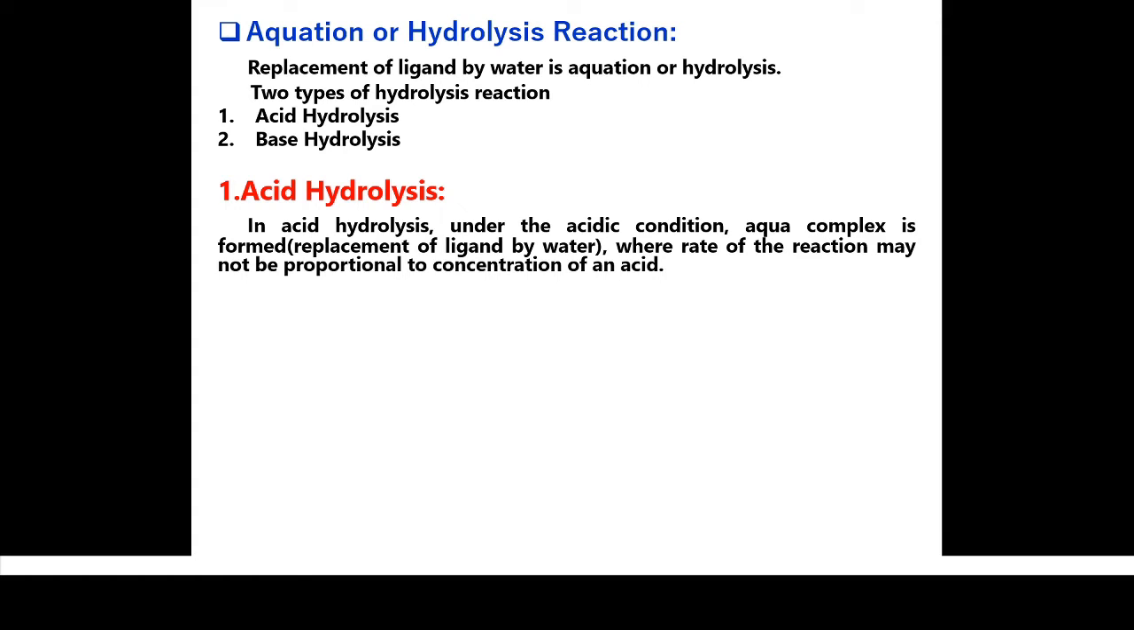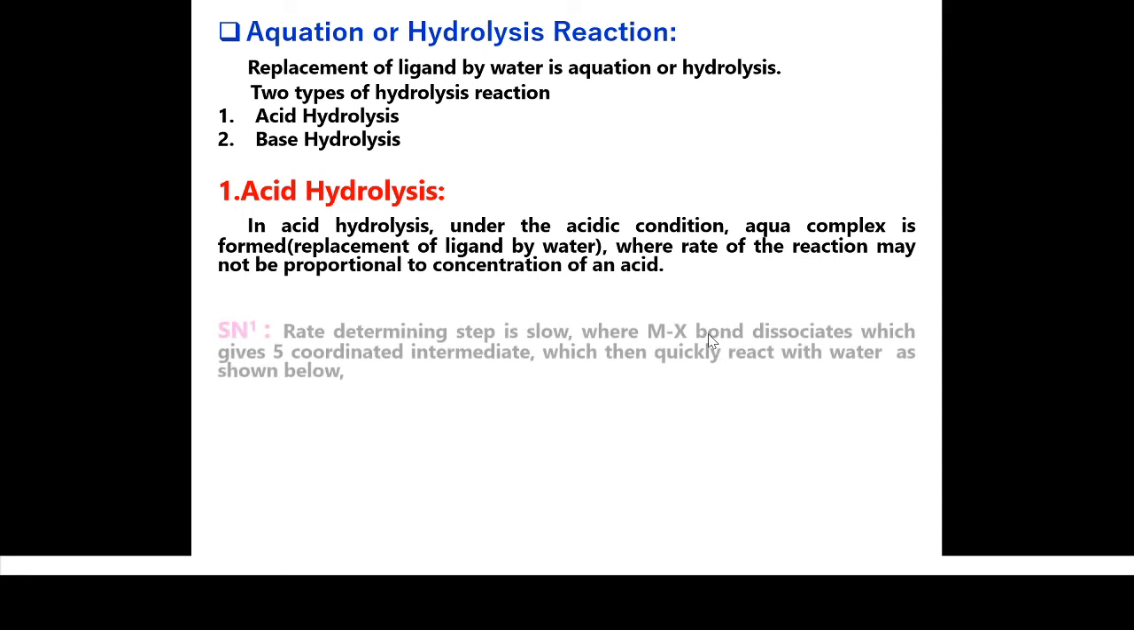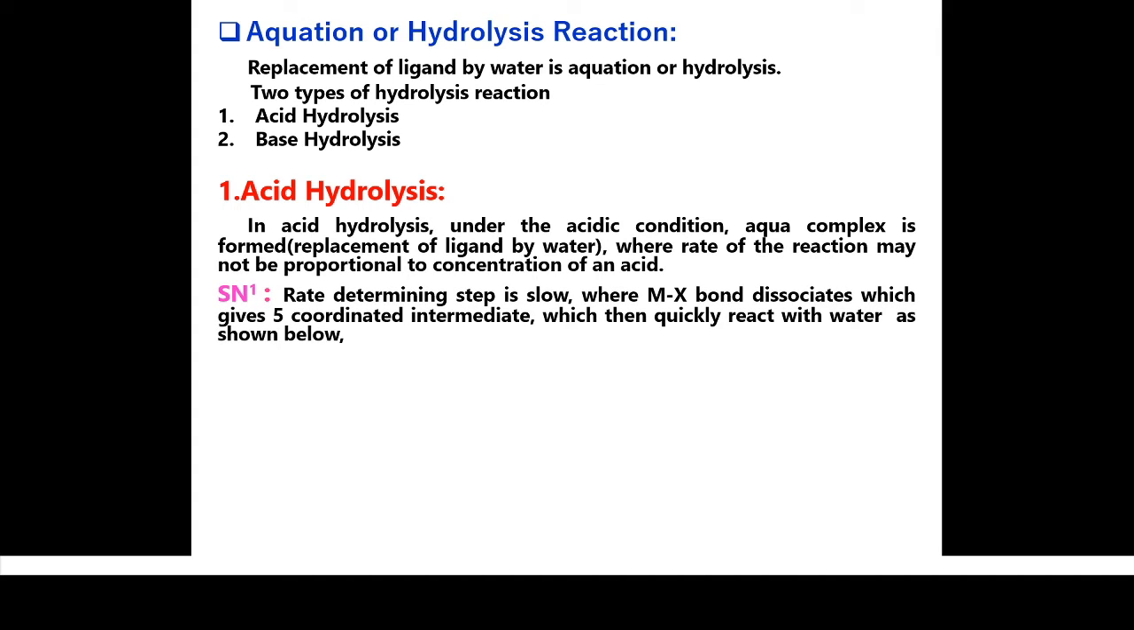Okay, and what was happening in anation reaction? The replacement of water by an anionic ligand, that is called anation reaction, and in this case the replacement of ligand by water. Okay, so there are again two pathways for acid hydrolysis. First pathway is SN1 and second one is SN2. What happened in SN1 case? Let's see.